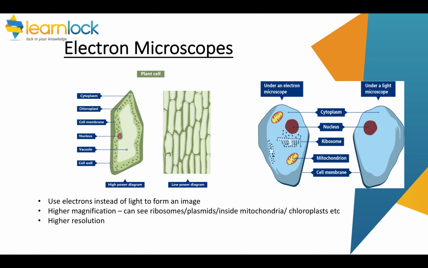You can see the picture here shows that with an electron microscope, more detail can be seen of the plant cell and of an animal cell.